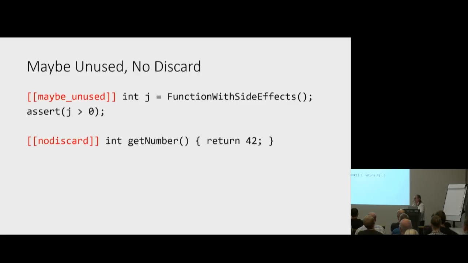Right? We have functions where checking the return value is actually super important. So if you call getNumber, I expect you to put the resulting number, which is a very important one, into a variable and not throw it away. And if you just call getNumber, I'll give you a warning, and I'll tell you, you shouldn't have done that. You shouldn't discard my warning.